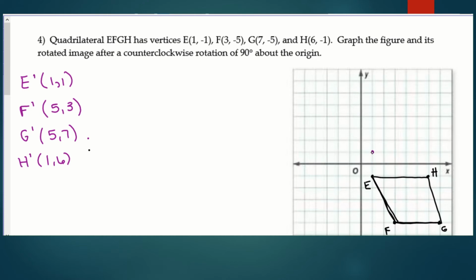So 1, 1 is E prime. 1, 2, 3, 4, 5. 1, 2, 3 is F prime. 1, 2, 3, 4, 5. 1, 2, 3, 4, 5, 6, 7 is G prime. And 1, 1, 2, 3, 4, 5, 6 is H prime. All right.